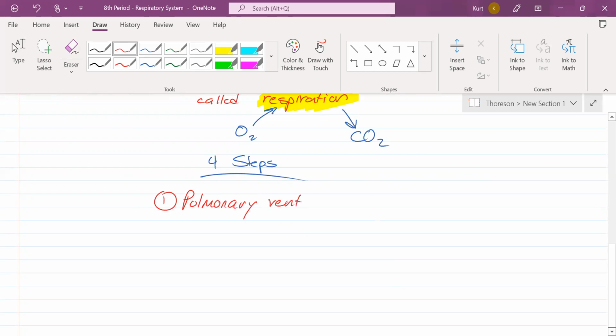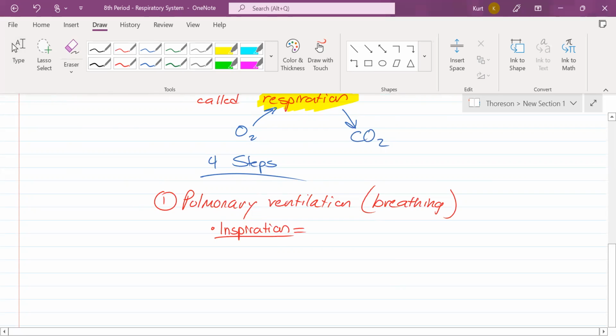pulmonary ventilation, AKA breathing. When Sebastian is falling on his back and he says, I can't pulmonary ventilate. No one says that. I can't breathe. But the proper term is pulmonary ventilation. There are 2 stages. The first is inspiration.